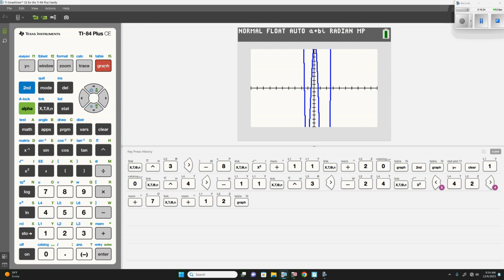y equals, let's look at it again. 10x to the 4th minus 11x cubed minus 42x squared plus 24, or 7x plus 12. Just needed 2 more terms. Was everybody able to get a graph that looks like this?